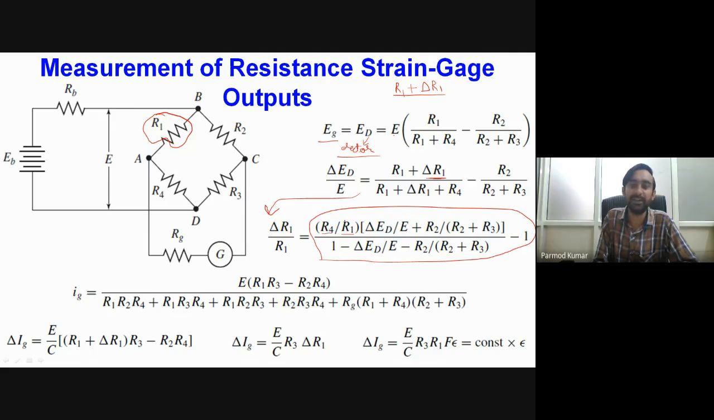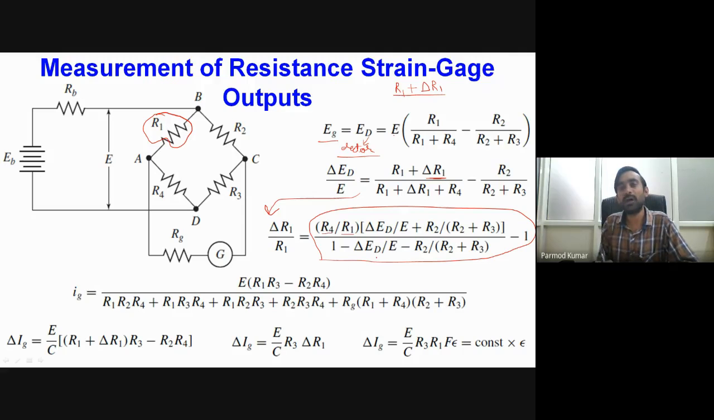because R1 is nothing but it represents the resistance of the strain gauge corresponding to the no strain condition, and that is something which is actually provided by the manufacturer of the strain gauge. Okay, and E is the effective voltage which is applied across the circuit, and this delta ED is the amount or change of voltage which will be happening while we will be having the change in the strain of our system, and that change in strain will be actually changing the resistance of the circuit.